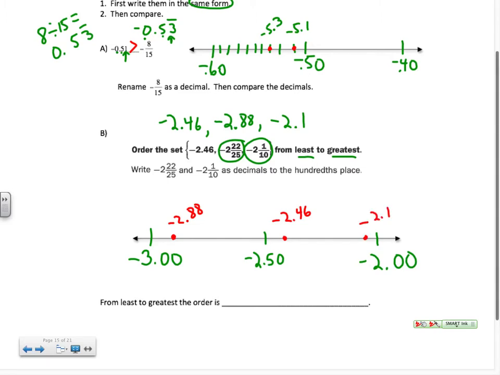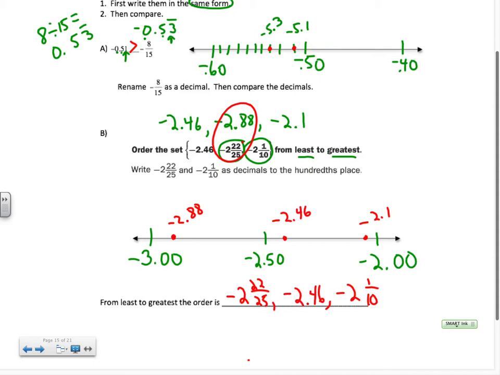Now remember, left to right is least to greatest. I'm going to go back and look at my original number. So negative 2.88 was actually negative 2 and 22/25. That's the smallest because it's to the left, I'm sorry. Then we have negative 2.46. And then the original form of my negative 2.1 was that fraction negative 2 and 1/10. So the important thing is you change them all to decimals first. If you don't need to graph them, that's fine.